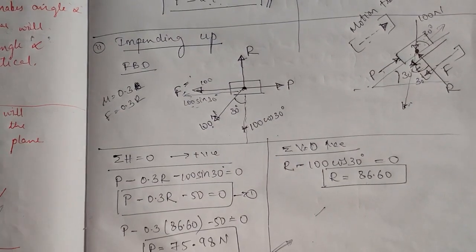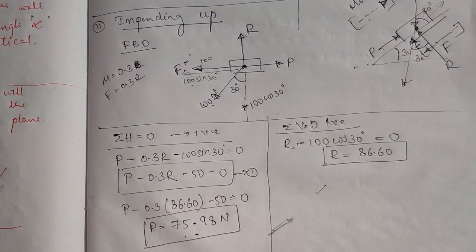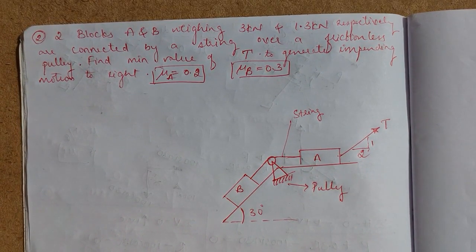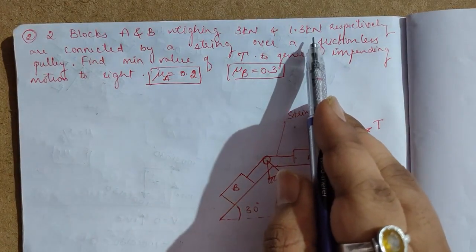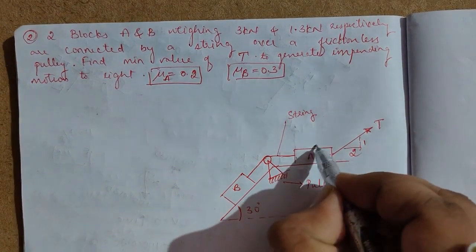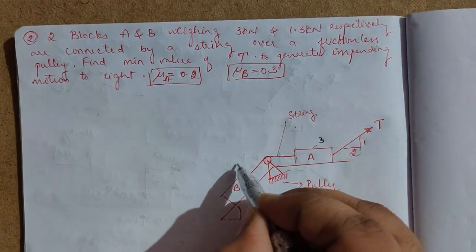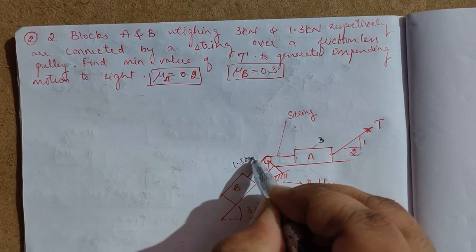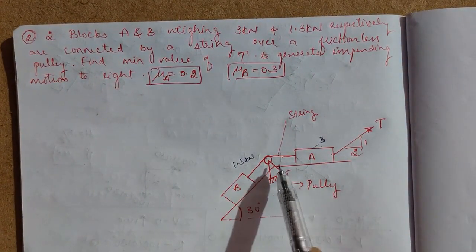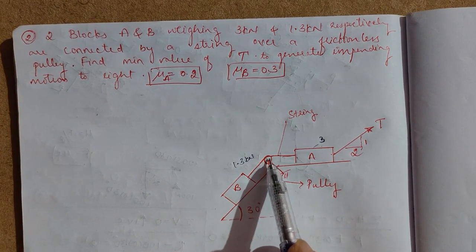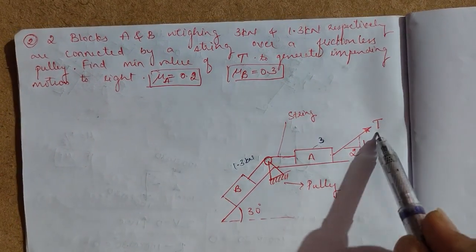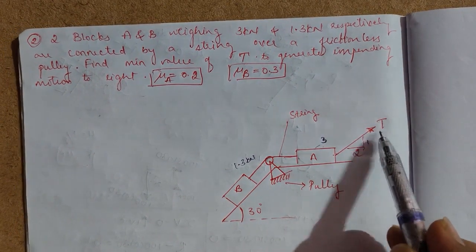Now we'll go to the next problem. Second problem, two blocks A and B weighing 3 kilonewton and 1.3 kilonewton. So A is weighing 3 kilonewton, so B is weighing 1.3 kilonewton. Okay, so two blocks A and B weighing 3 kilonewton and 1.3 kilonewton respectively are connected by a string over a frictionless pulley. Okay, find the minimum value of T to generate impending motion to the right.